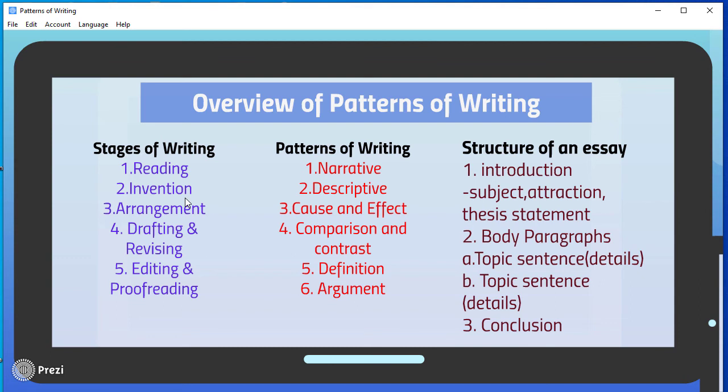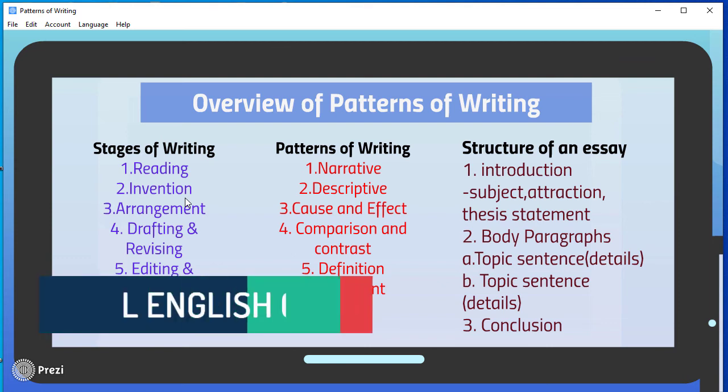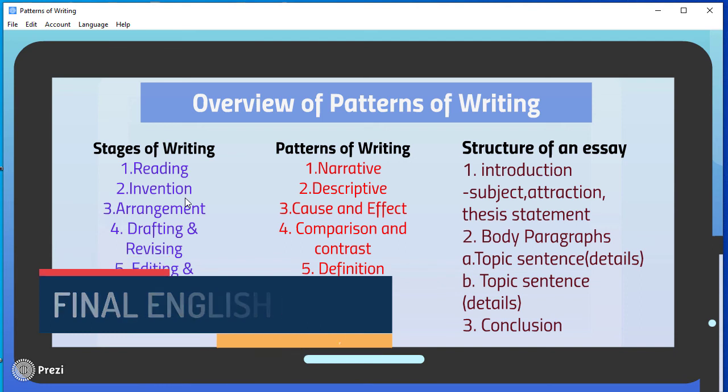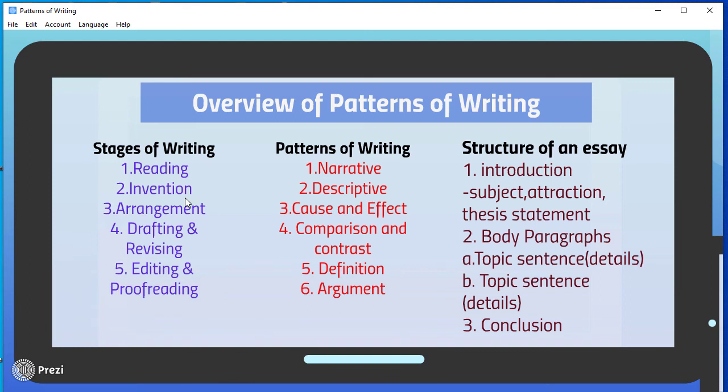And then, while describing, you need to use some transitional words such as above, adjacent to, at the bottom, at the top, behind, below, beyond, in front of, in the middle, over, under, and so on. So these things we are going to read in detail in patterns of writing, but I'm just going to give you some overview about the patterns of writing, stages of writing and structure of an essay. What are they? I'm going to deal with that right now.